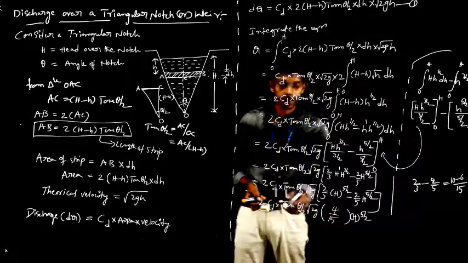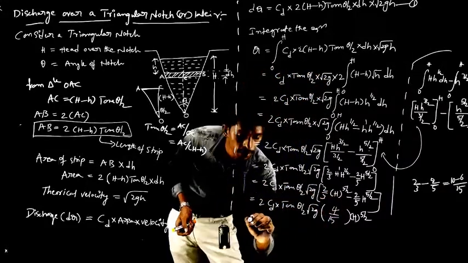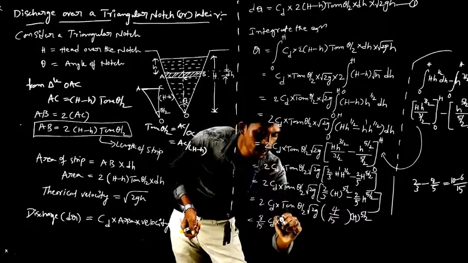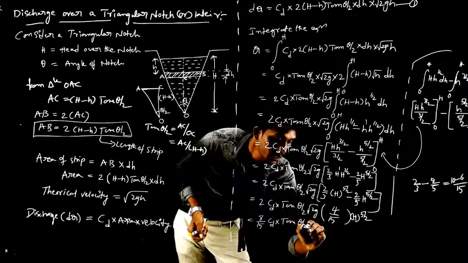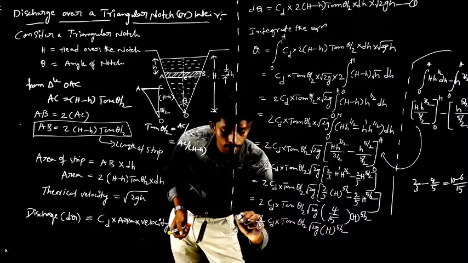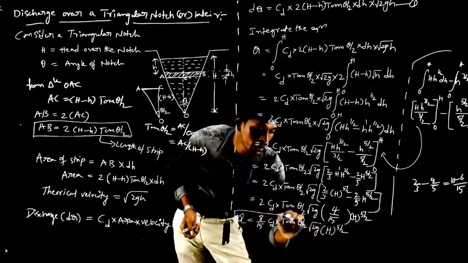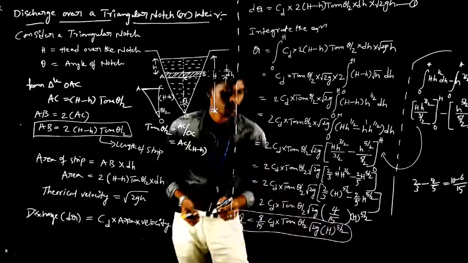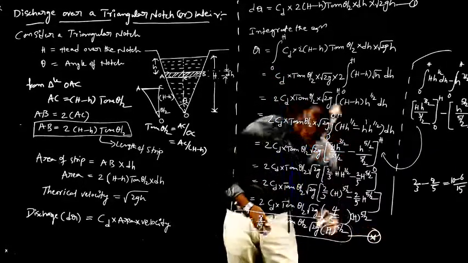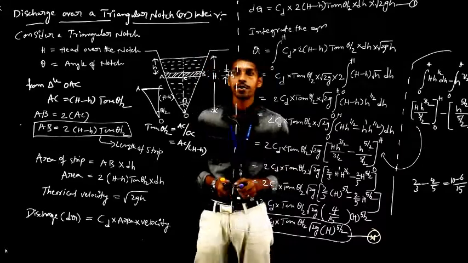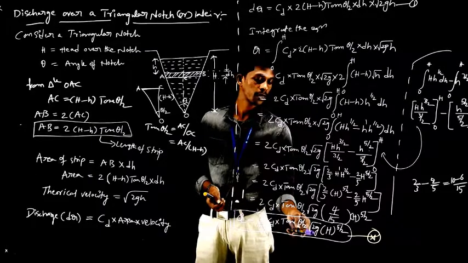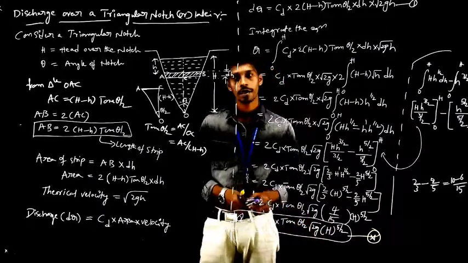Okay, so this will be the answer. So 2 times the 4. What is the answer here? So 8 by 15 CD multiplied by tan theta by 2 multiplied by root 2g multiplied by h power 5 by 2. So this is the expression for discharge. Okay, so you have got the expression like this. So capital Q is equal to 8 by 15 multiplied by CD multiplied by tan theta by 2 multiplied by root 2g multiplied by h power 5 by 2.